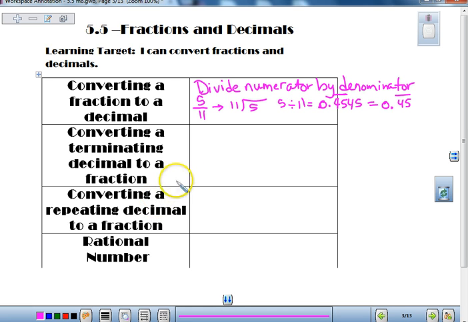When you convert a terminating decimal to a fraction, we're going to look at that in just a minute also. The first thing is you want to look at the place value. So we're always going to be looking at our place value. And when I talk about place value, we are looking behind our decimal. So we're looking at, is it the tenths place? Is it the hundredths? Is it the thousandths? The key thing is it's the last number behind our decimal.